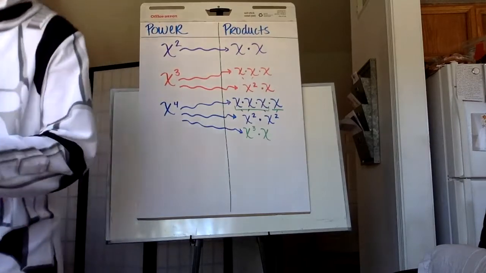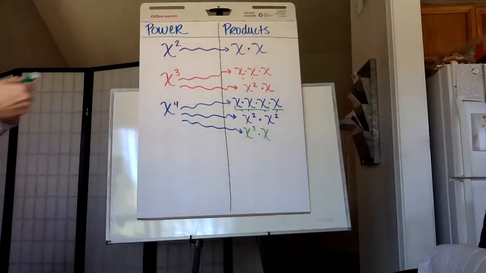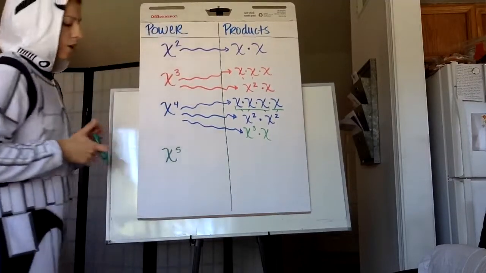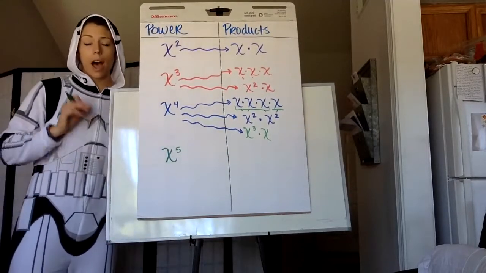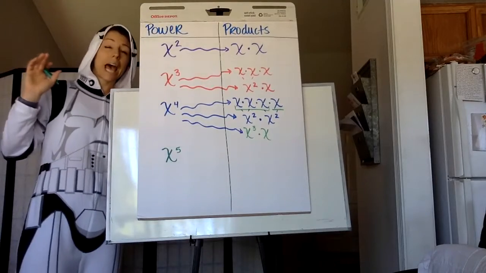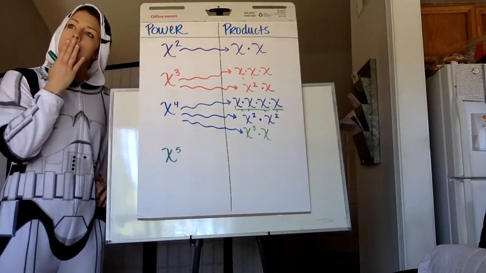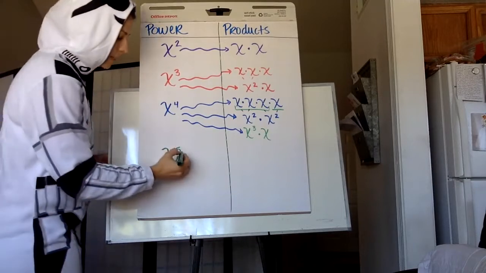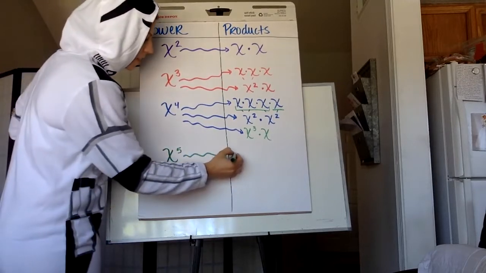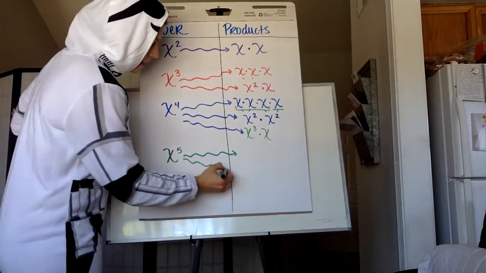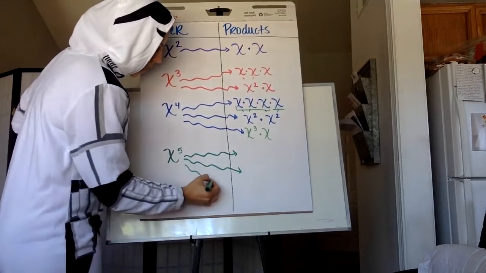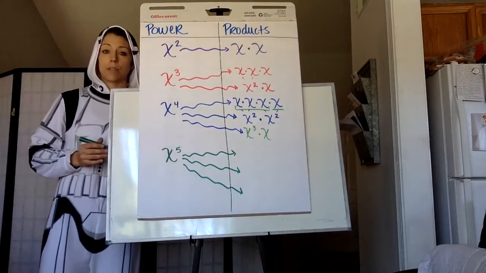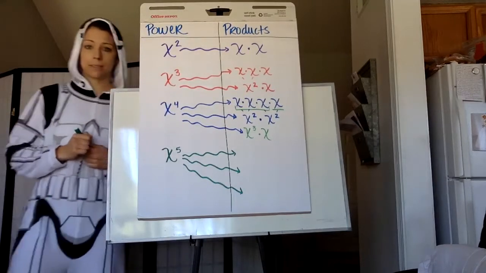So let's do one last one. And you guessed it. Our last one's going to be x to the 5th power, okay? Now for this one, just off the top of my head, I think it's also 3 different ways because order doesn't matter. Maybe 4 ways. No, I think it's 3 ways. So why don't you pause the video now and see if you can come up with the 3 ways to write x to the 5th power as a product.